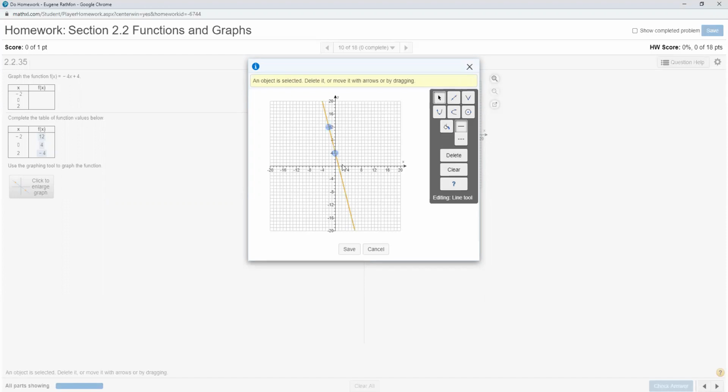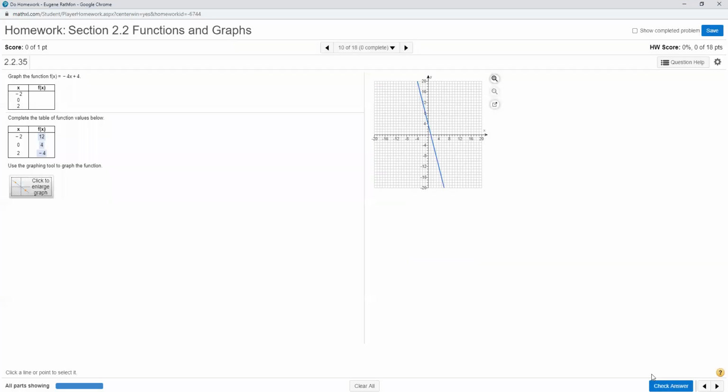Now, 2, negative 4 is on the line. So you're sort of checking your accuracy with that 3rd point, but I didn't need it when I graphed it, okay? So I would just save that and then check my answer.